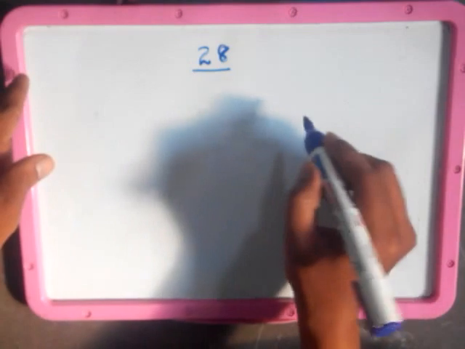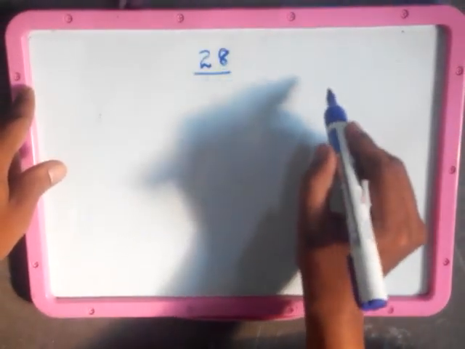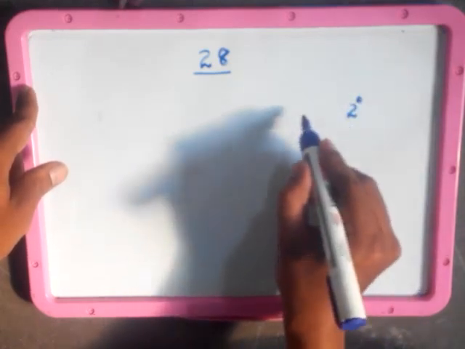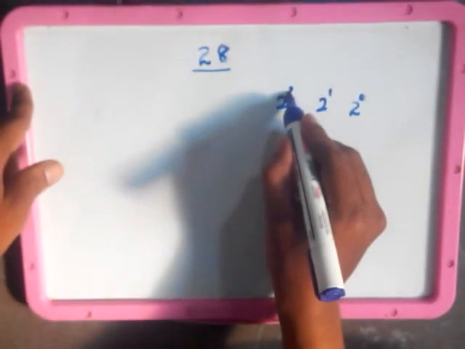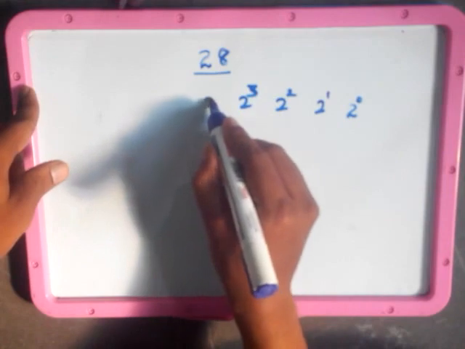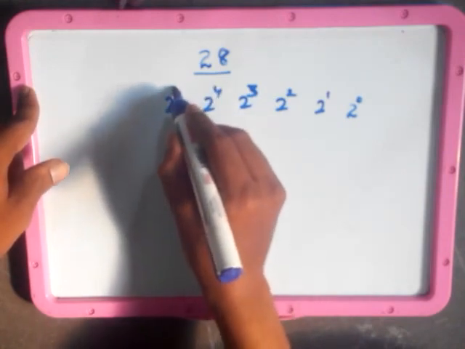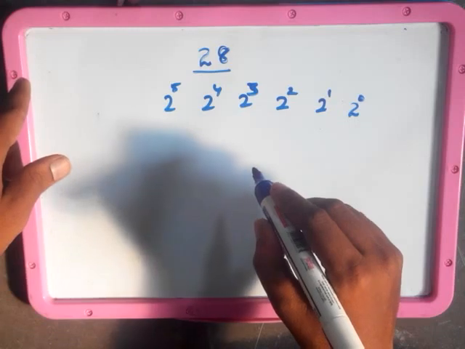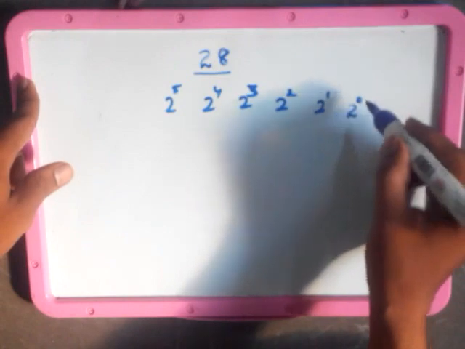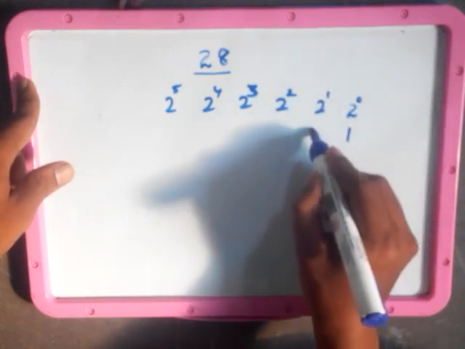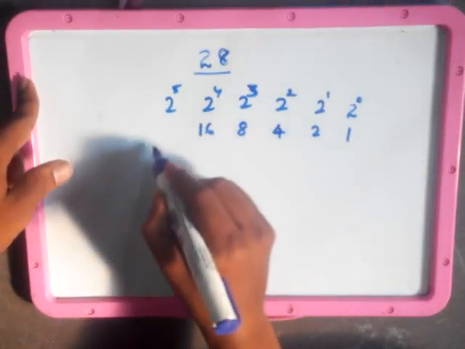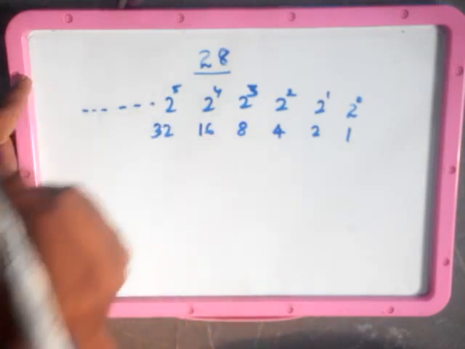So what you have to do is write down the binary base system, which is 2. So 2 raised to 0 from the right hand side, 2 raised to 1, 2 raised to 2, 2 raised to 3, 2 raised to 4, 2 raised to 5. Now the equivalent of this is how much? 1, 2, 4, 8, 16, 32, and it goes on like this.